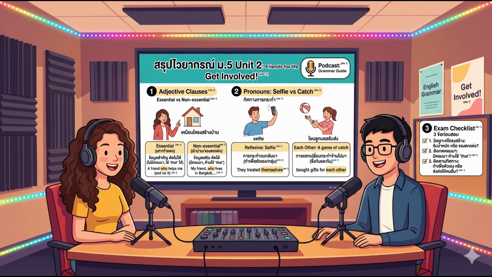Absolutely. But as you prepare, this raises an important question to mull over. Oh, what's that? Well, if grammar forces us to strictly define what is essential versus non-essential information, how much does the language we speak secretly dictate how we value the people and details in our own lives?